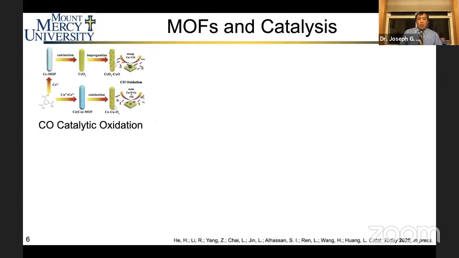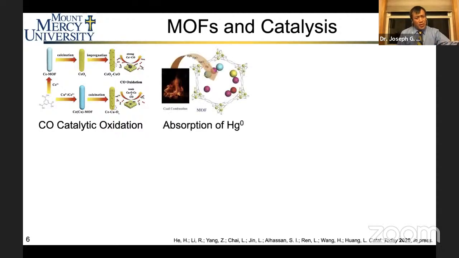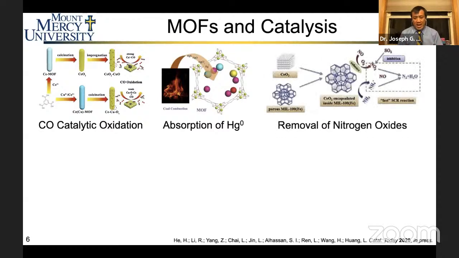Where it has been used in research is highly in gaseous catalysis. You can see here carbon monoxide catalytic oxidation, and with coal combustion, it has been used to try to absorb elemental mercury. Another gaseous reaction is the removal of nitrogen oxides. Again, with CO and nitrogen oxides, these gases, as you're well aware, are greenhouse gases that we want to try to collect so we can protect our atmosphere even better.